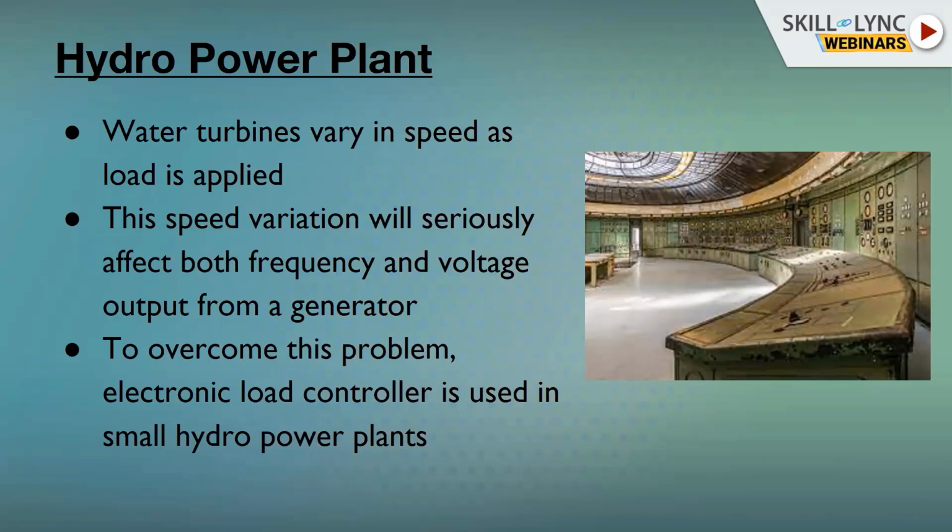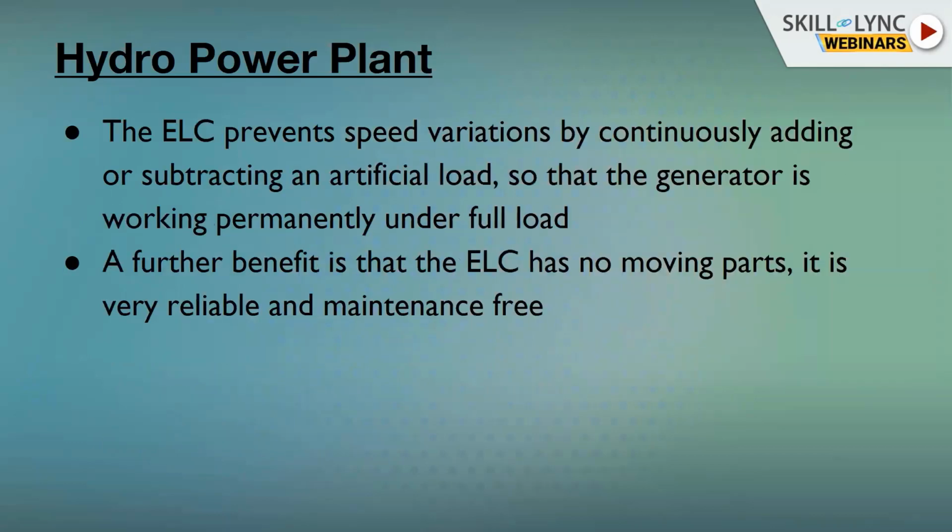So that will give an accurate output from the generator outside. And in order to overcome that problem, we have the controller. The controller name is nothing but the electronic load controller. And from that picture, you can see the electronic load controller setup. Okay. And that is a small hydropower plant only.